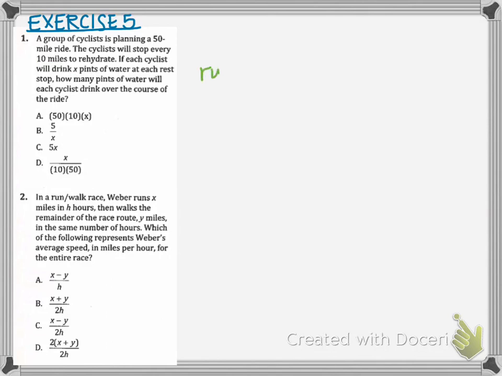Weber runs X miles in H hours. So that would be his speed, miles per hour. Then he walks, put equal signs, doesn't look like a negative. Then he walks the remainder of the race route, which is Y miles in the same number of hours. So he walks Y miles per hour. That's his rate, miles per hour. Which of the following represents Weber's average speed in miles per hour?